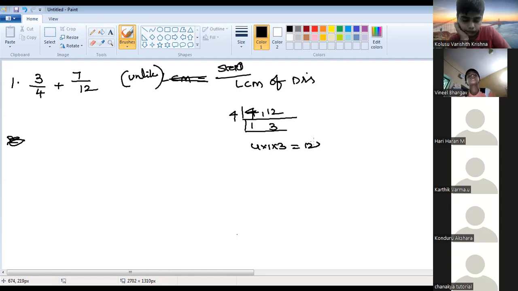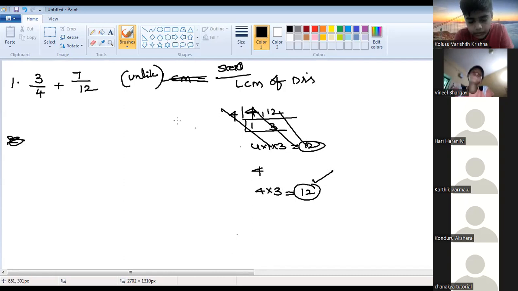Here, 4 and 3 are there, and 12 is the LCM. Now, no need of doing the procedure also, children. No need of doing this procedure also. 4 is a multiple. Ma'am, 12 is a multiple of 4. Very good. That's why you can go directly. So 3 by 4 is your fraction.